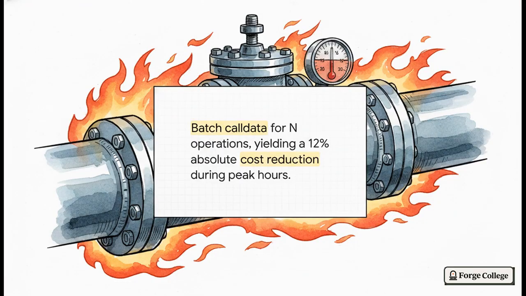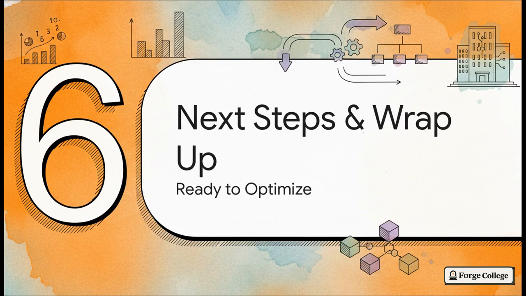So what does a good target actually look like? Something exactly like this. Batched call data for N operations, yielding a 12% absolute cost reduction during peak hours. Notice how specific that is? It maps perfectly back to our plumbing and thermostat analogy. It tells us exactly what pipe we're adjusting and exactly how it's going to perform when the thermostat gets cranked up. And that brings us to section 6, next steps and wrap-up.